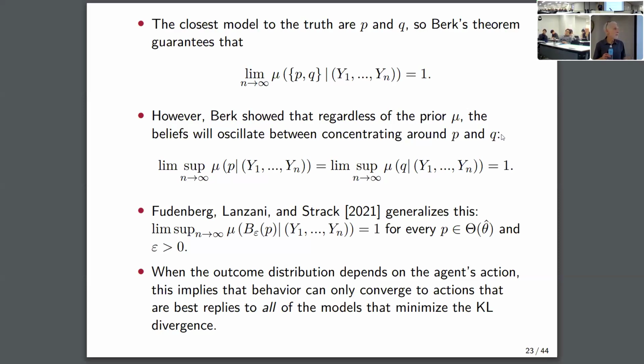Okay? So in a different paper, we generalize that: the limsup of the probability of an epsilon ball about P is one for any KL minimizer. So Burke had an example, this is like proof, this holds more generally. Take any P in the set of KL minimizers, we're going to go back and forth. Then anything that's in the neighborhood of a KL minimizer has limsup probability one.